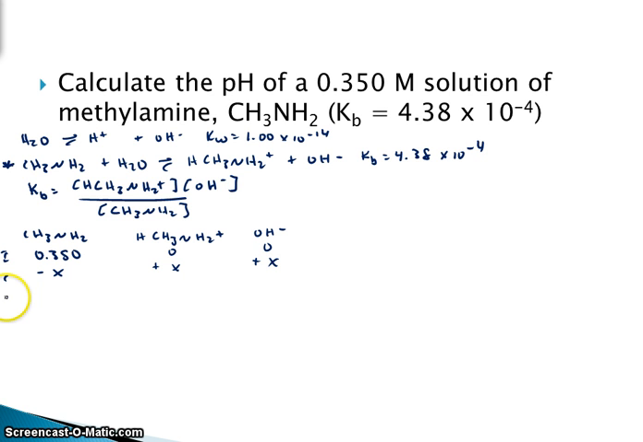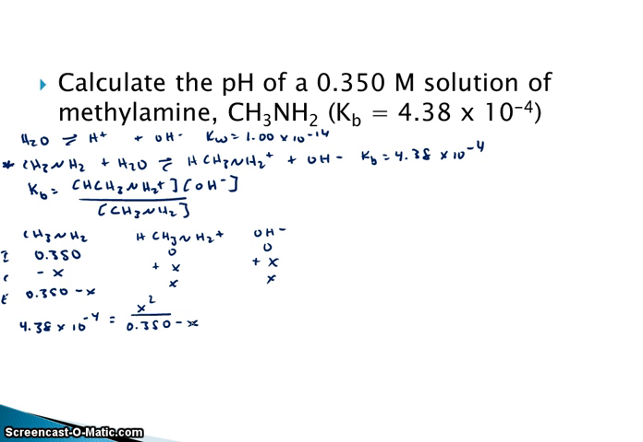Now we'll look at our equilibrium values. So 0.350 minus X, X, and X. Next, we'll plug our values in. So we've got 4.38 times 10 to the minus 4 for our Kb, X squared over 0.350 minus X for our equilibrium concentration of our methylamine.